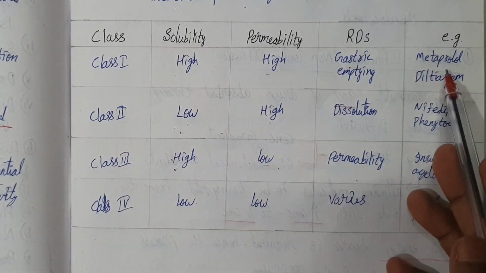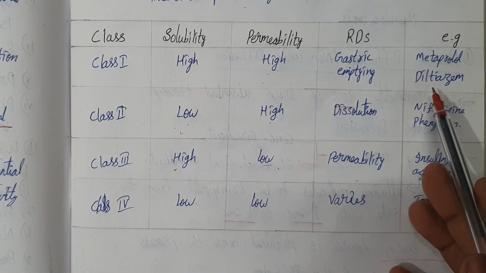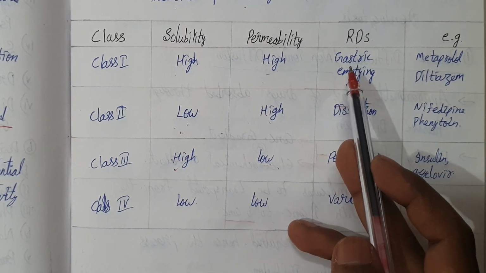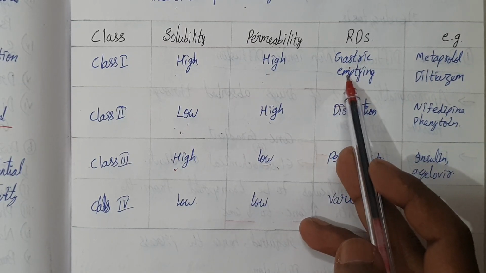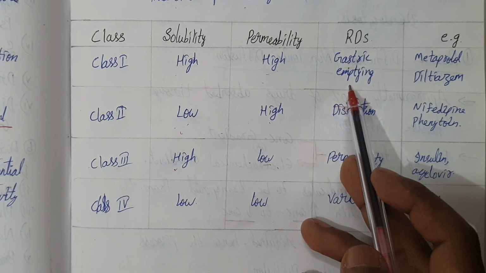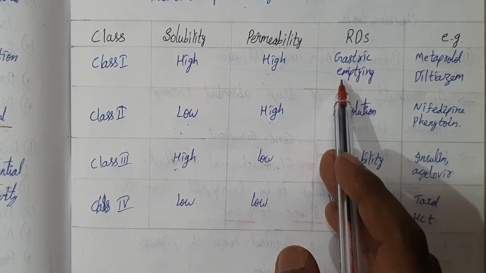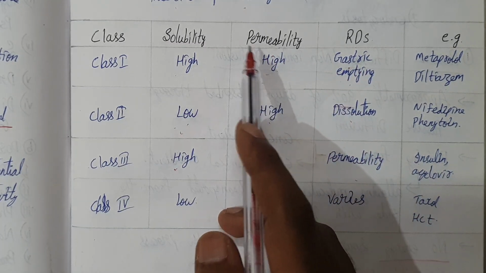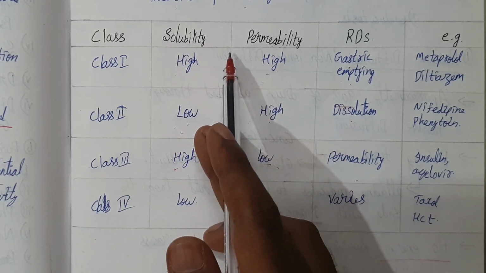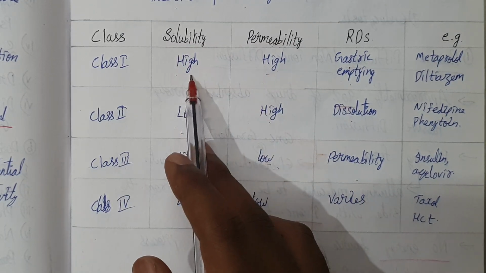Class 1 has metoprolol and diltiazem. Their rate determining step is gastric emptying time. So gastric emptying time is the rate determining step. Their permeability and solubility won't be affecting, so they will be high.